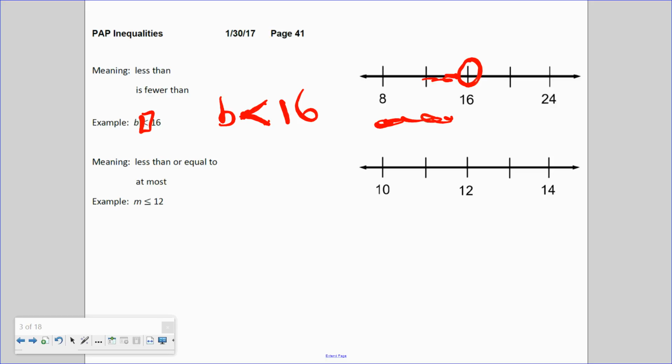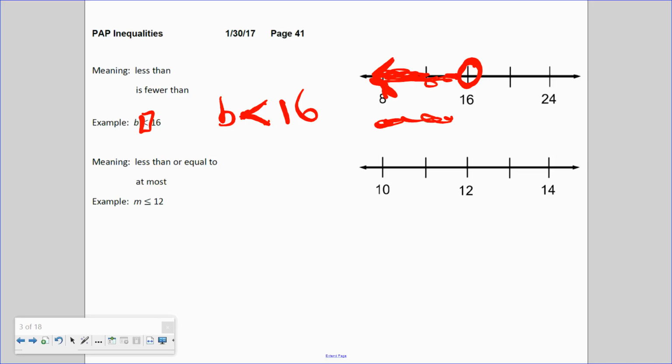But all of these numbers, and do you see the arrow here? So let's draw an arrow. Anything less than 16. So for example, 15, 14, 13, 12, 11, 10, 9, 8. Those integers are less than 16. What about the rational number 15 and 9/10? Would that be less than 16? Yes. So this open dot says not 16, but everything less than 16.